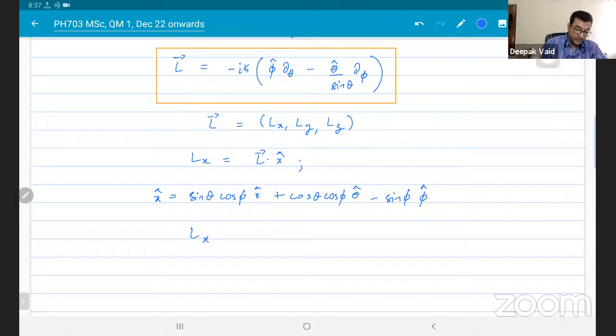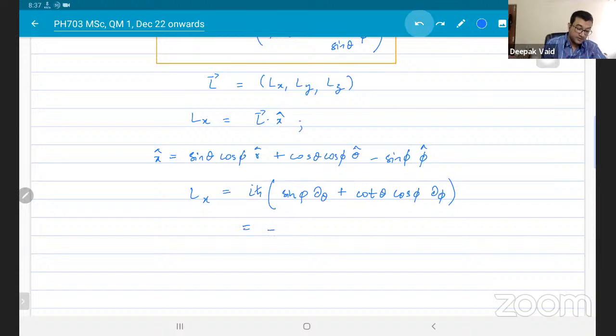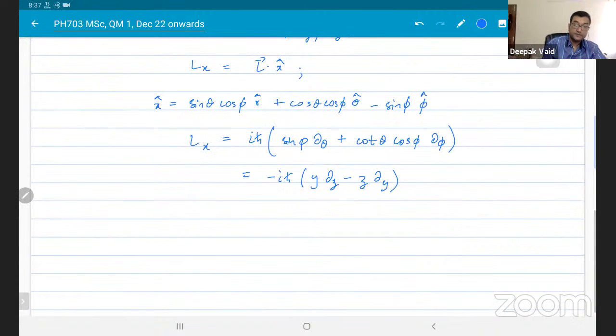And you can write down Lx. The only non-zero components you will get are from theta and phi. So Lx can be written down as this times sine phi d/d theta plus cotangent theta cosine phi d/d phi. And this is the same as writing it in terms of Cartesian coordinates, which would be y d/dz minus z d/dy. These are equivalent ways of writing this operator.